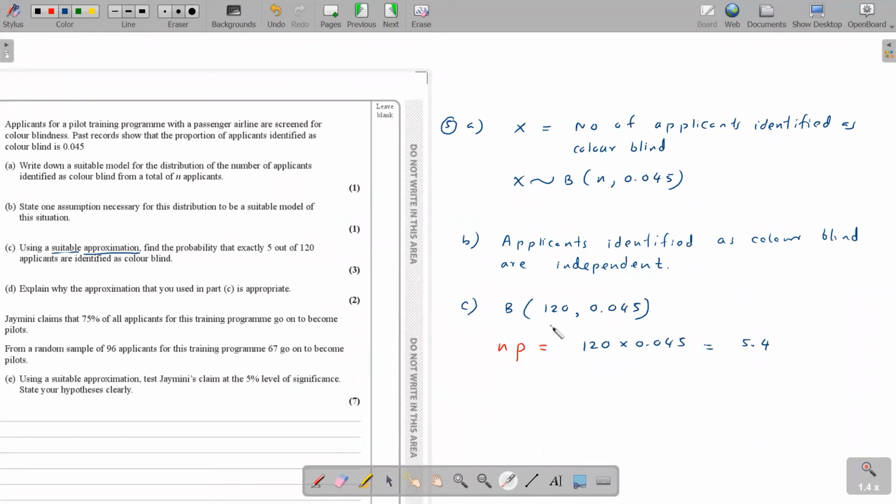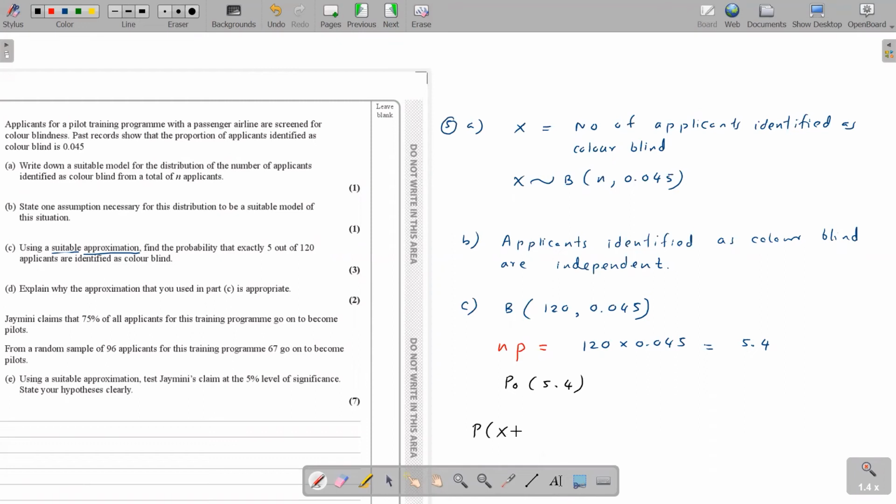In other words, you can see n is large, p is close to 0 here, right? 0.045, not 0.45. 0.45 would have been close to 0.5, but 0.045 is close to 0. So n is large, p is small, which means we are going for Poisson approximation here. The lambda value also is supporting that. So we follow a Poisson distribution with mean 5.4.